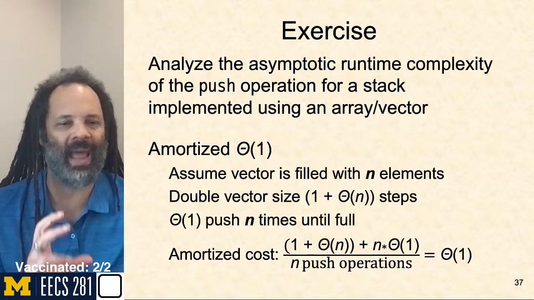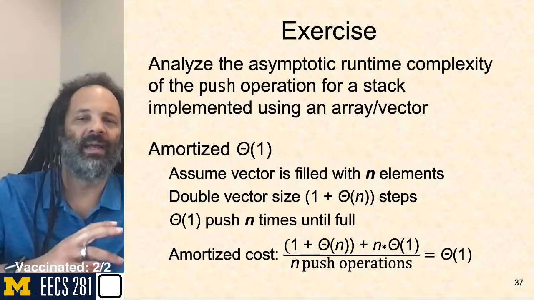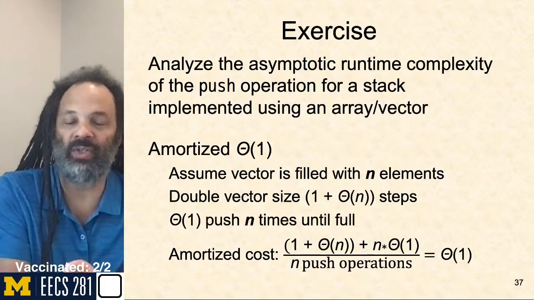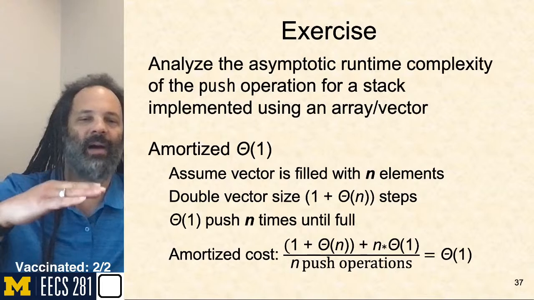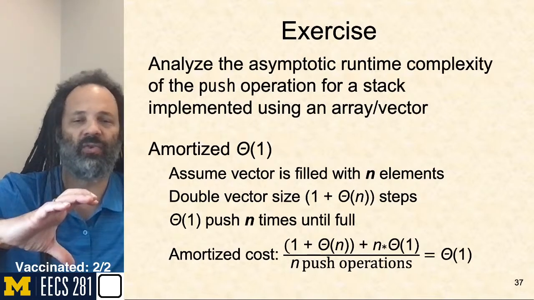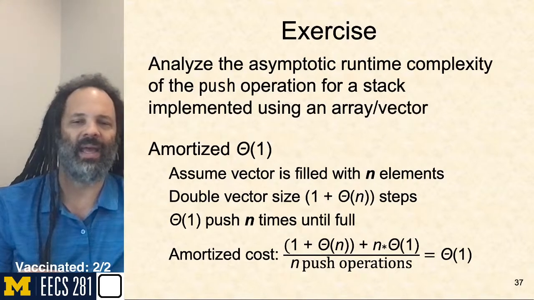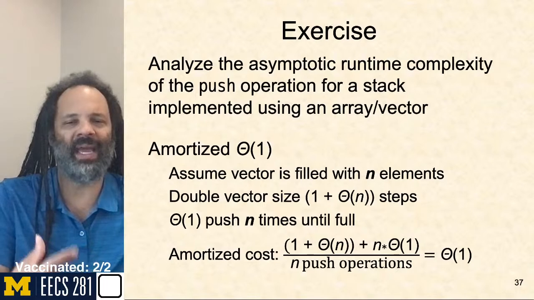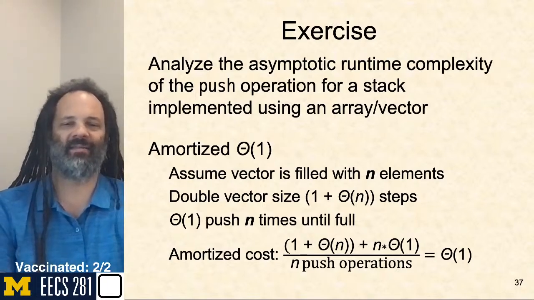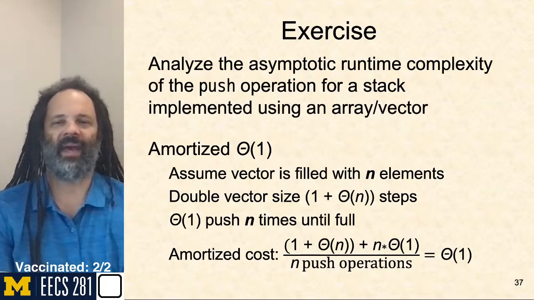So if I look at my amortized cost there, it's 1 plus this theta n plus n times theta 1, which you can also think of as just being theta n. So it looks like my upstairs is all controlled by theta of n, and then I'm dividing by n push operations. So this ends up being an amortized constant value. Let's breathe that math in for a second.